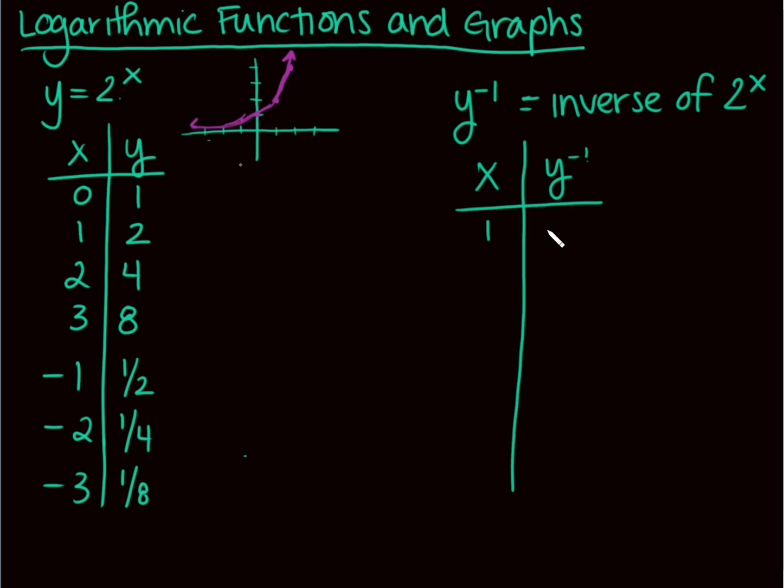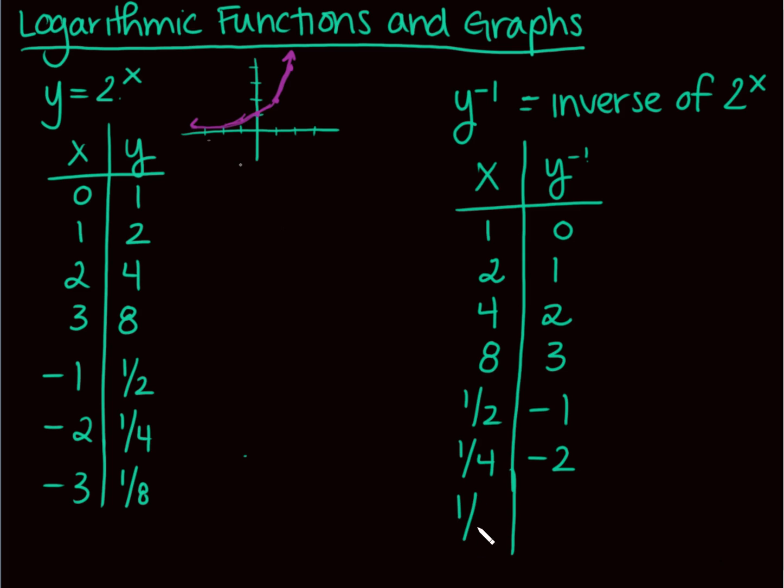So now we have 1 going to 0, 2 going to 1, 4 going to 2, 8 going to 3, then 1/2 going to negative 1, 1/4 going to negative 2. And because we know 2 to the x is one-to-one, I know that this guy right here, whatever this is, I don't know what it is yet, is going to be a function. So this is kind of interesting. If you look at the mapping: 1 goes to 0, 2 goes to 1, 4 goes to 2, 8 goes to 3.